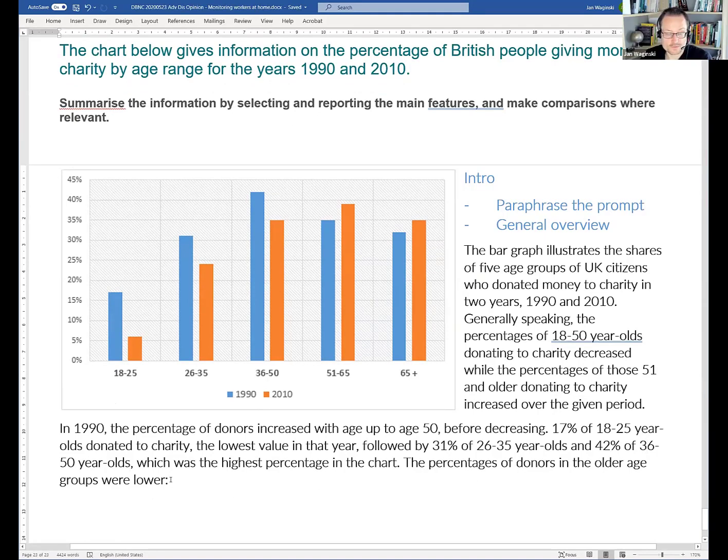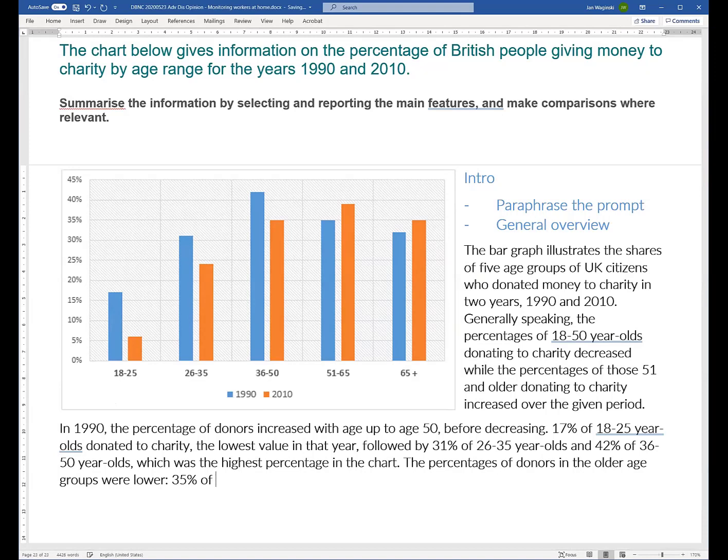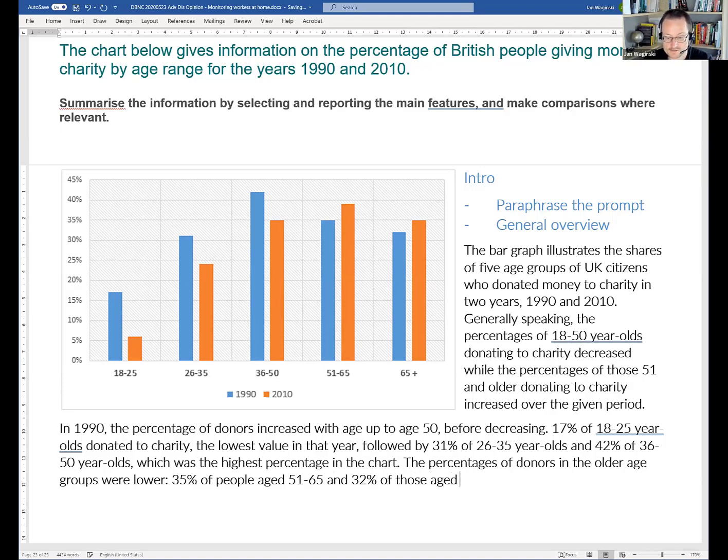Percentages of donors in the older age groups were lower, and then I use a colon here: 35% of people aged 51 to 65 and 32% of those aged 65 and older gave to charity. Can we change it to people aged 51 to 65? We've already got 35% of people aged 51 to 65.